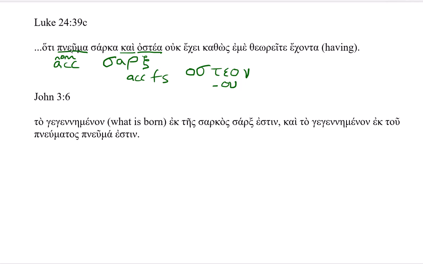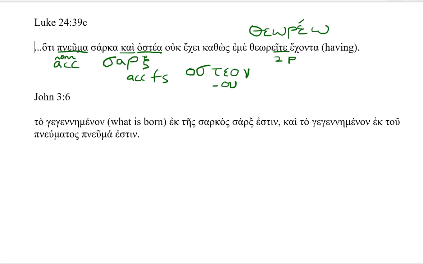So we have that a spirit, flesh and bones does not have, kathos as, and then we have eme, this is a nice accusative pronoun, and then theoreite. This comes from theoreo, and theoreo is to behold or to see. The ete ending is telling you this is second plural. It is another present active indicative, in this case second plural.